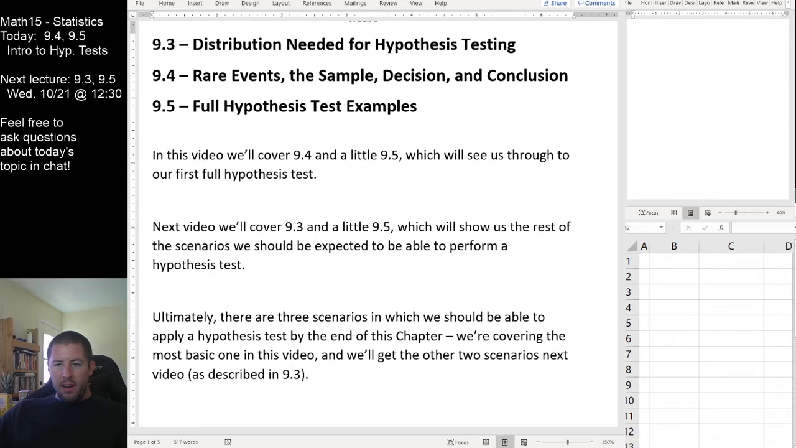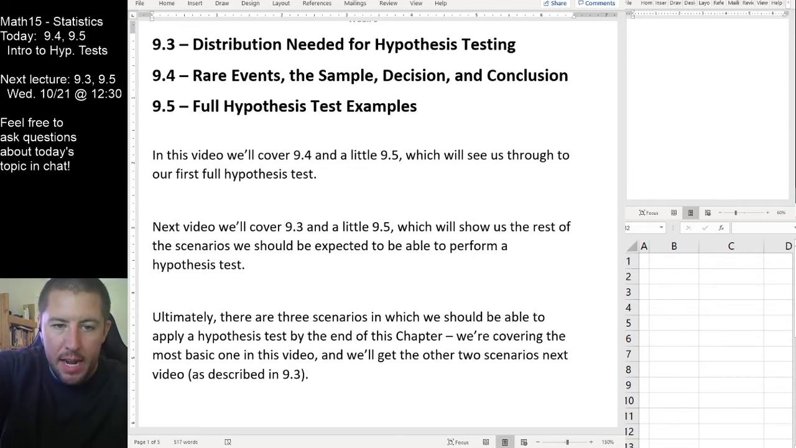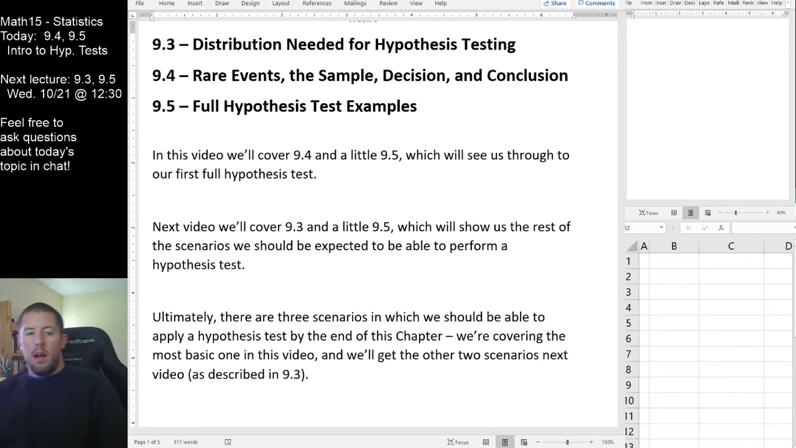We are here on Tuesday of week 9. This is our first video of the week. We'll get our second video tomorrow on Wednesday. This week we're going to be covering sections 9.3, 9.4, and 9.5. We hit 9.1 and 9.2 last week. And so we're going to do these a smidge out of order here.